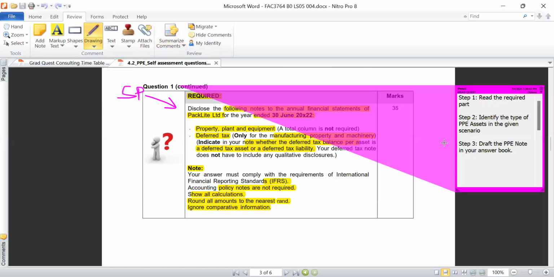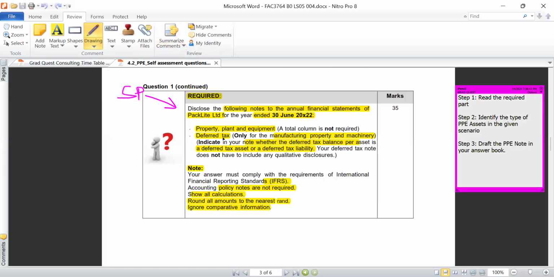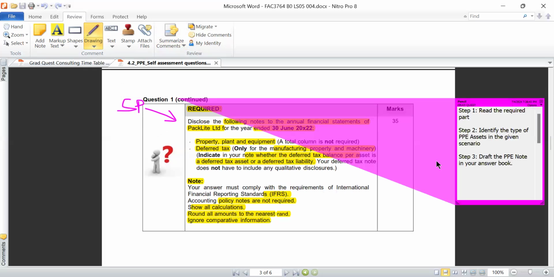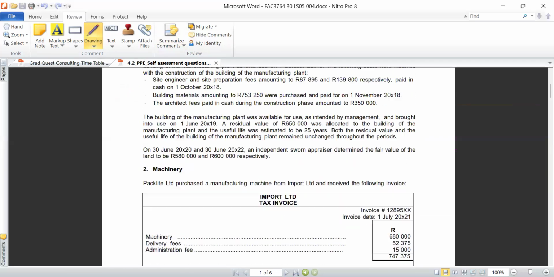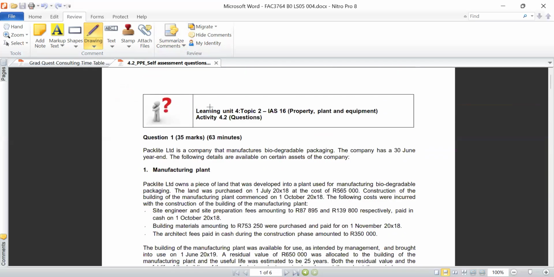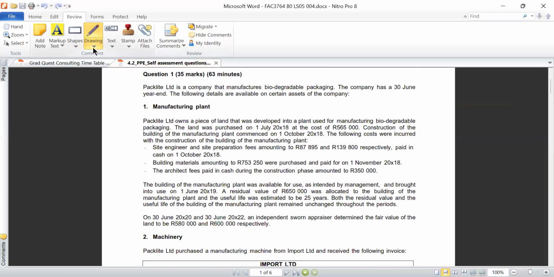So step 1, we've already done. Step 2 is what I'm about to do now: to identify the type of PPE assets in the given scenario. You don't have to be intimidated that the case study looks very long. It doesn't really matter. What matters is, are you identifying the relevant information that you would need to use? So now let's look at this. Pecklite Limited.